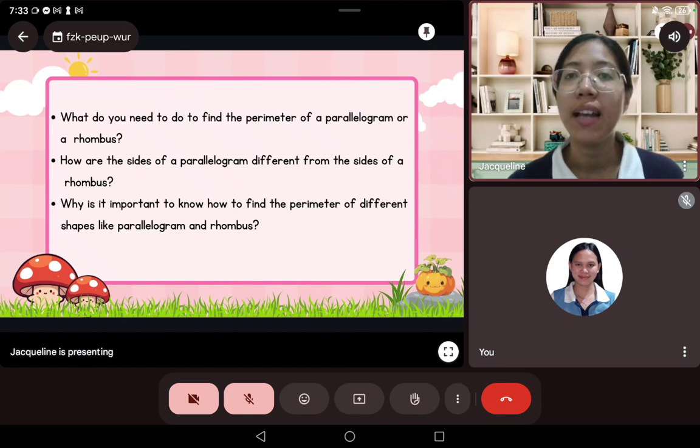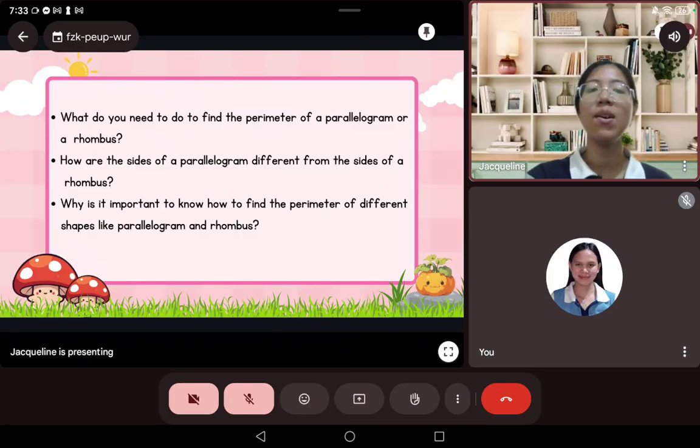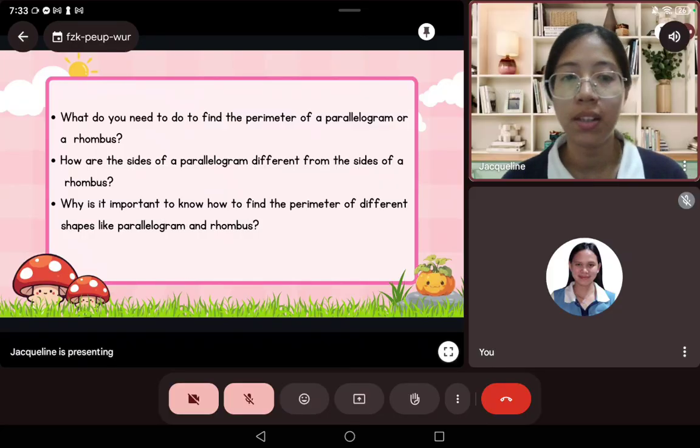And how about for the rhombus? That is correct. So P equals 4S, or 4 times S. Very good, class. So now let's proceed to question number 2.